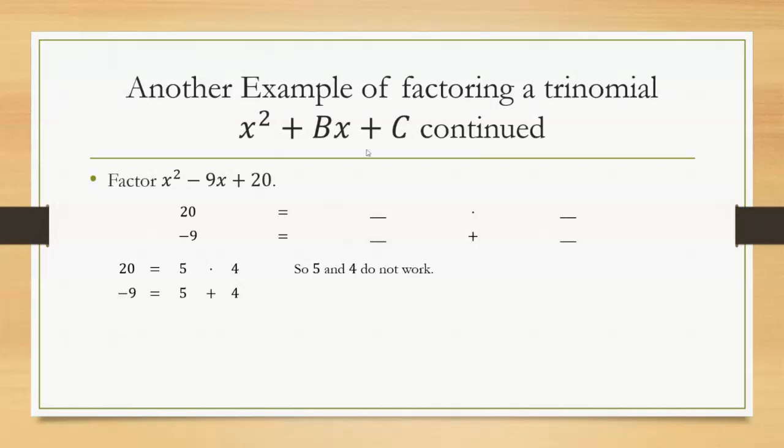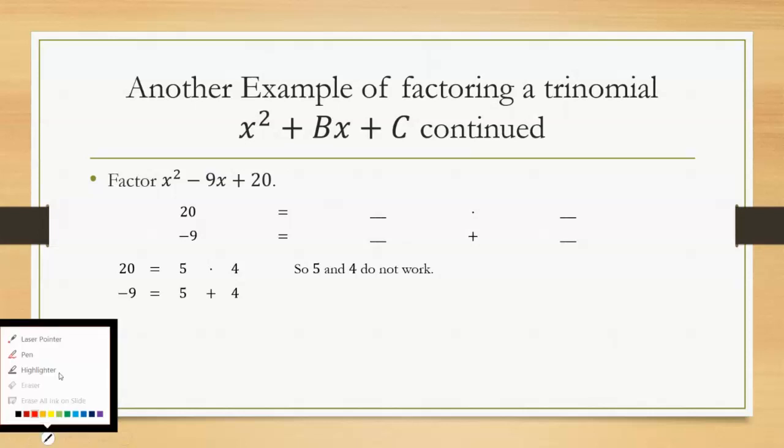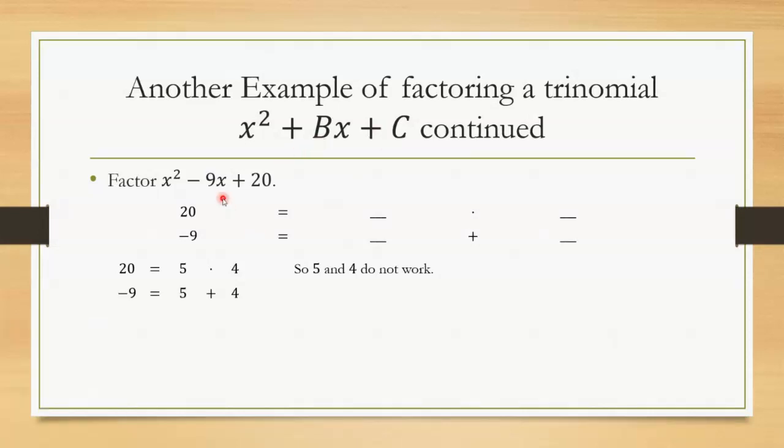The sum, remember, since we have a negative, you want to include negative as part of the number. Let me get the laser thing. There we go. You want to include negative as part of the number, right? So B is actually -9. So 5 and 4 don't work because the sum is not -9. That sum is actually 9.